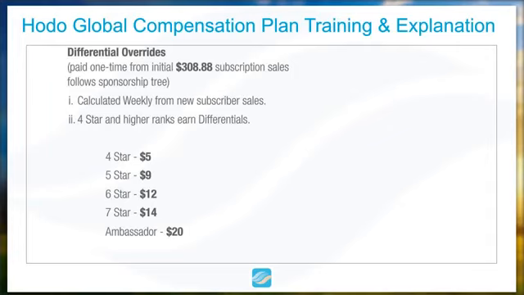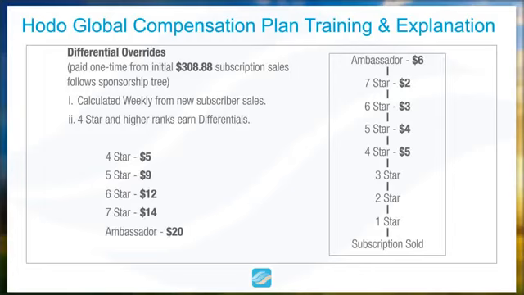Now let's look at how that really pays, Angel, looking at the bottom and going up. I'm going to show you how it pays out as you move up the tree. So a subscription is sold. The person that sold it was a 1-star. And remember, this is all based on the sponsorship tree, not the binary tree. So you go up the sponsorship tree, and the 1-star that sold it is not a 4-star or above, so he really doesn't earn a differential override there.